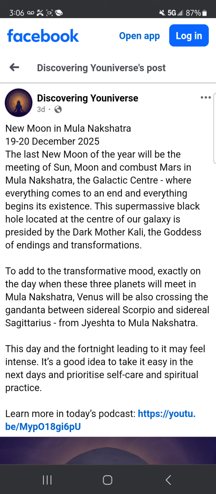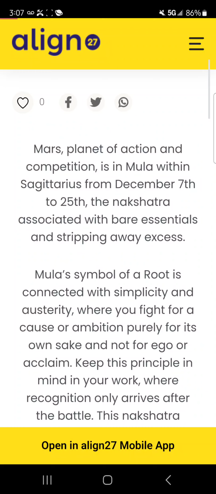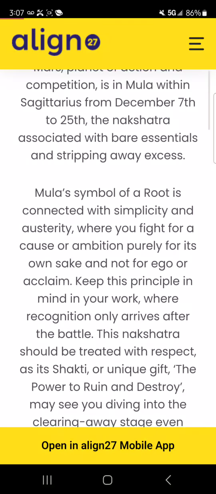So the last new moon of the year will be the meeting of the Sun, Moon, and combust Mars in the Mula Nakshatra, the galactic center. And what's really interesting is that Mars, the planet of action and competition, is in Mula Nakshatra within Sagittarius. It's been there since December 7th, and it will stay there till December 25th. So the nakshatra is associated with bare essentials and stripping away excess, as we have discussed.